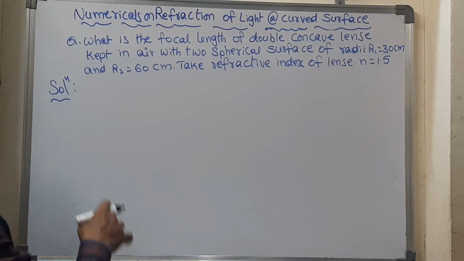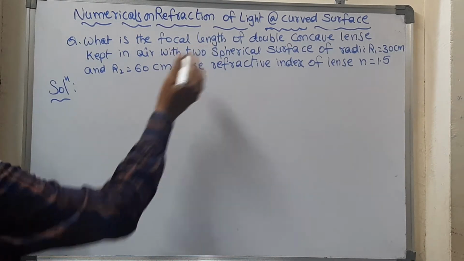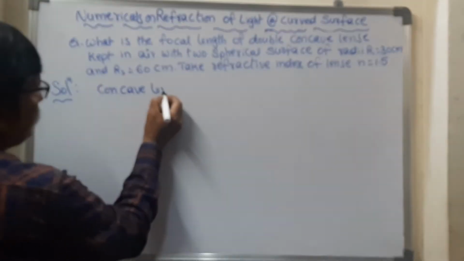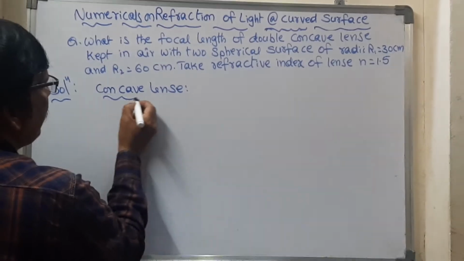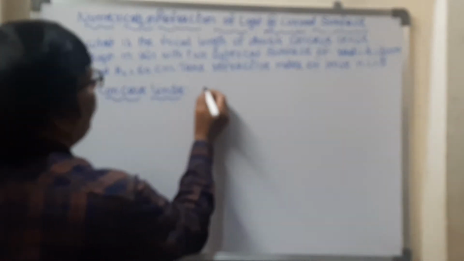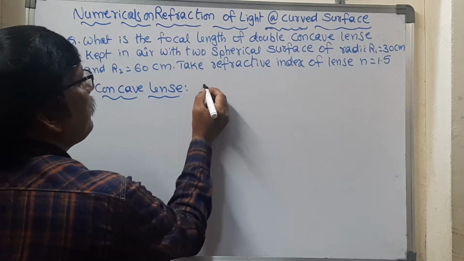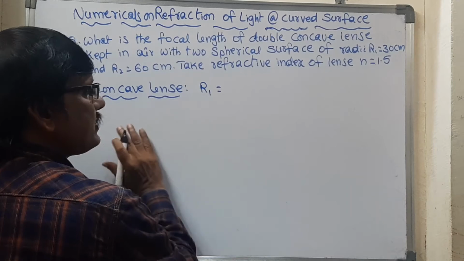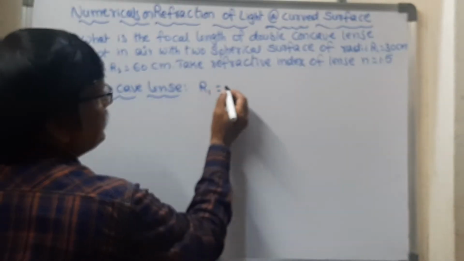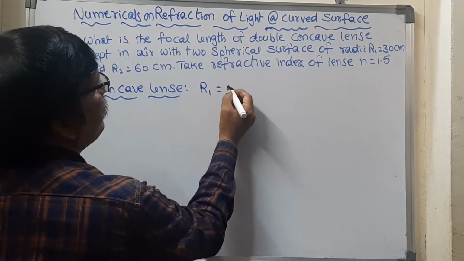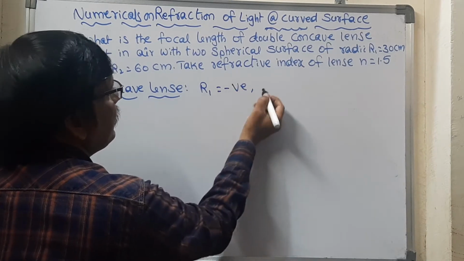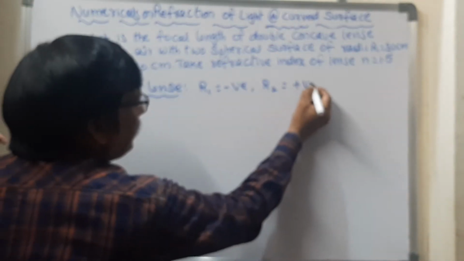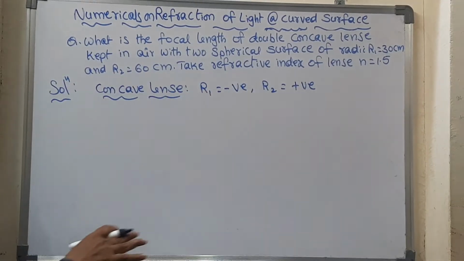Okay, now let us see then what is the data. It is given a concave lens. For a concave lens, write the data. R1 is on the left side, isn't it? So we consider R1 as negative, and R2 is on the right side, so we take that as positive. Remaining all we will take as it is.